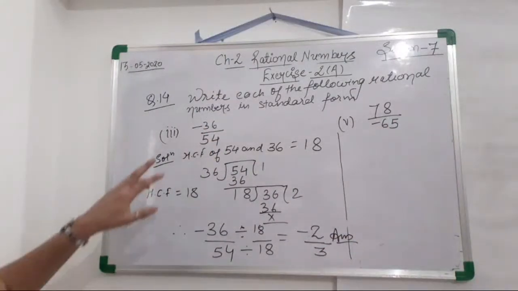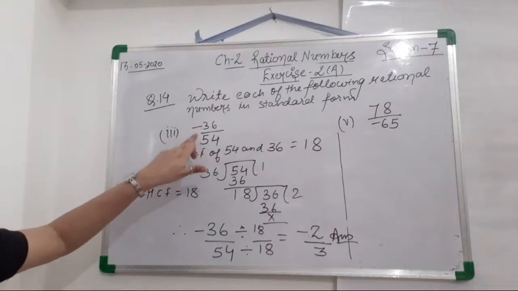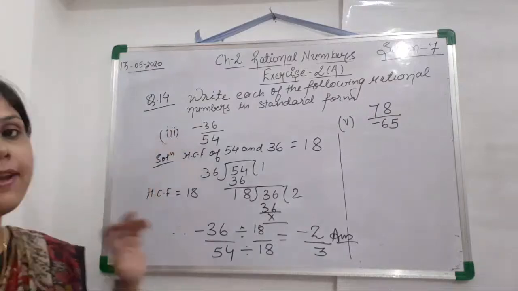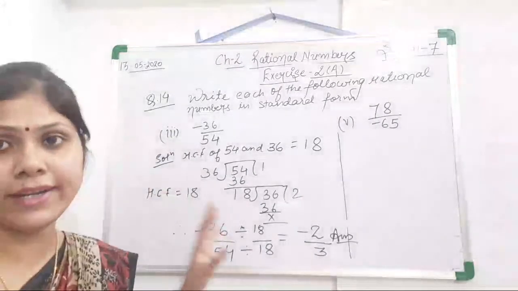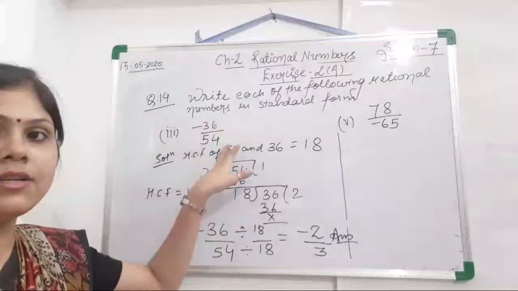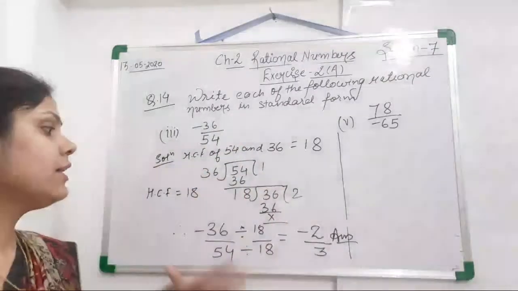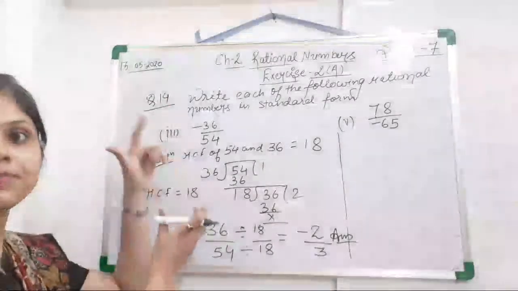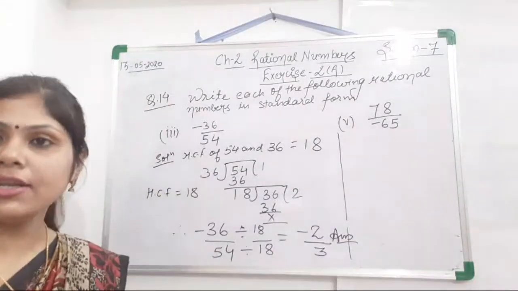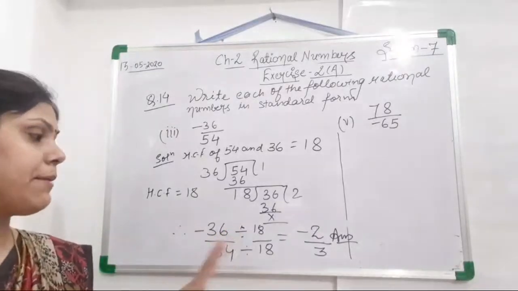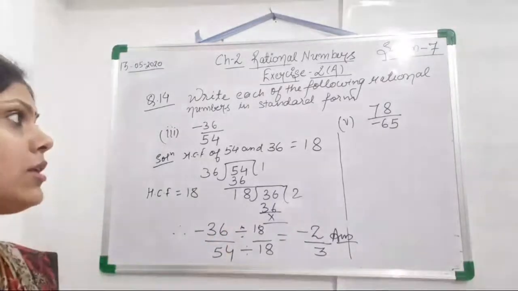Once again I am telling you, while signs are there, you will not consider the sign while taking the HCF. Don't get confused. You have to just take numerical values and take out the HCF. Whatever value will come, you will divide that particular rational number with its sign. Minus 36 upon 54 divided by 18, divided by 18.